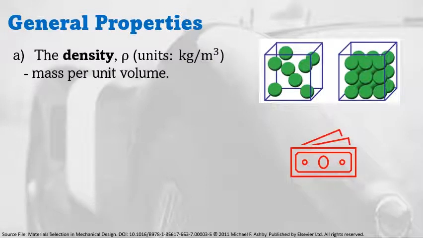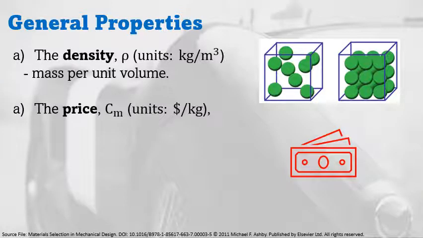Density is defined as the mass per unit volume of the material, and this determines how the weight of the finished product would be. Price, of course, is an important general property. It fluctuates and depends also on the quantity that you want, as well as on your status, whether you're a preferred customer with your chosen vendor.